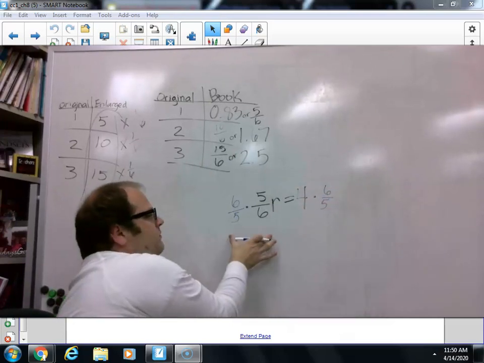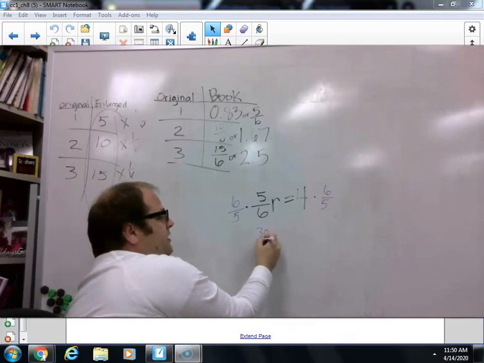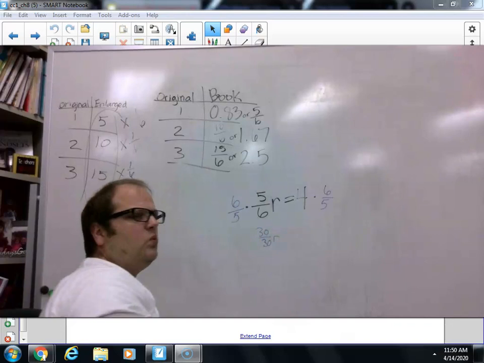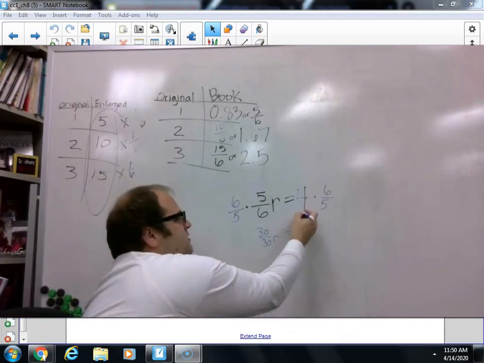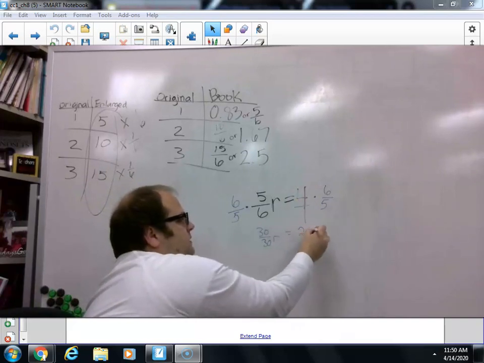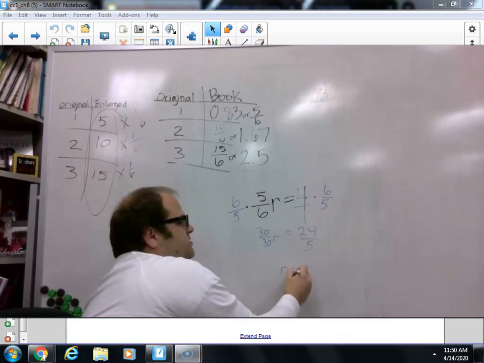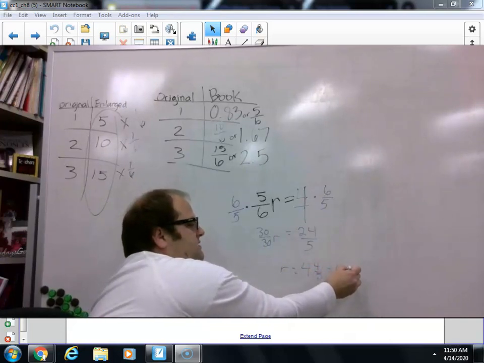So remember we said when we multiply over here, we're going to get 30r over 30, which is really just 1r. And that's equal to 4, which is 4 over 1, so 4 times 6 is 24, and 1 times 5 is 5. So r is really just 4 and 4/5. And as a decimal, that would be 4 and 8/10.